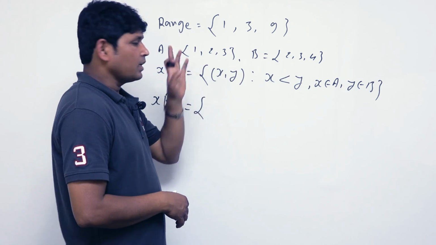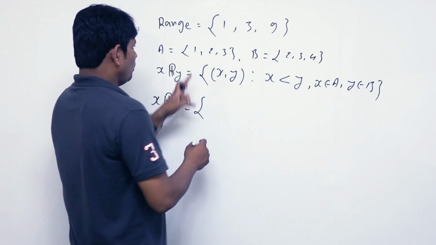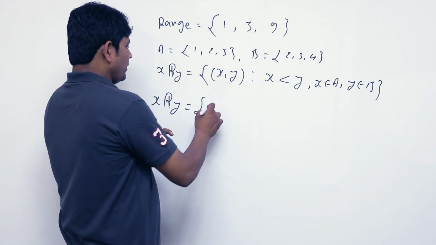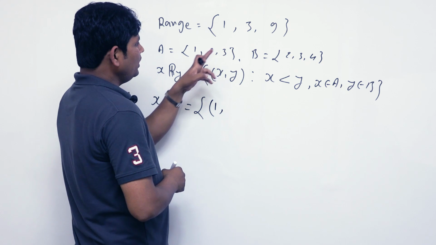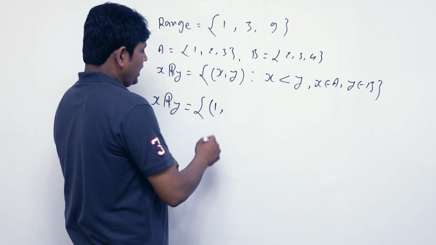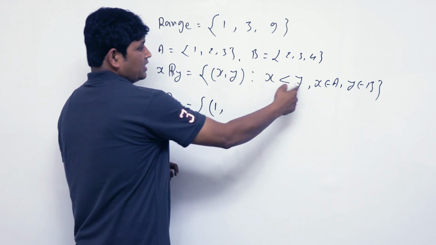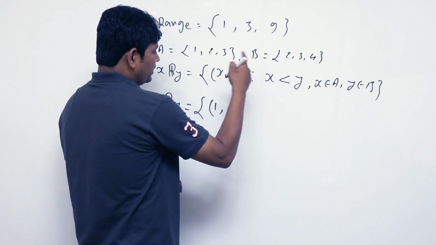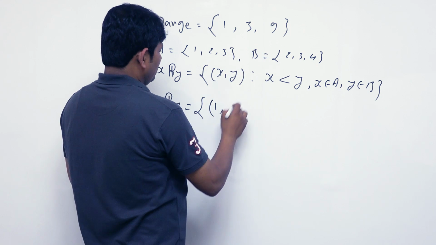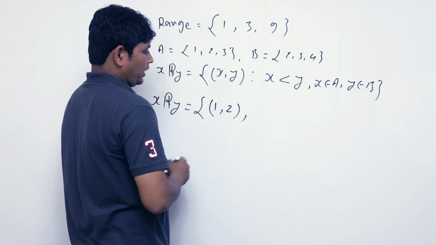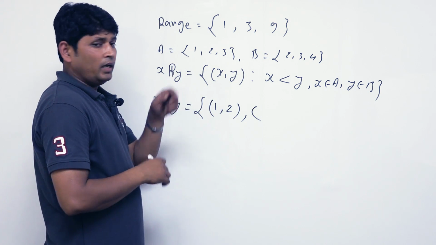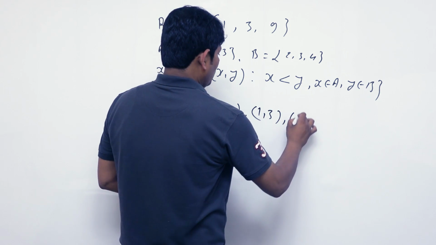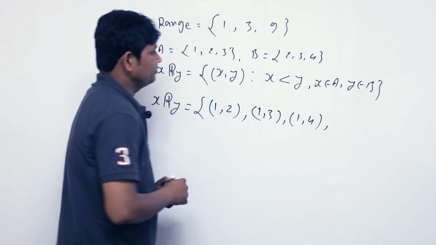The first component must come from A. So what is the first component? Suppose I take 1. With the 1, may I take 2? Yes, I can, because x is less than y. So the first component should be smaller than the second component. 1, 2, yes, fine, we can take. Now with the 1, 3, and with the 1, 4, obviously.